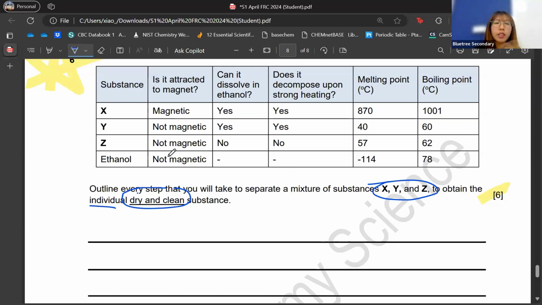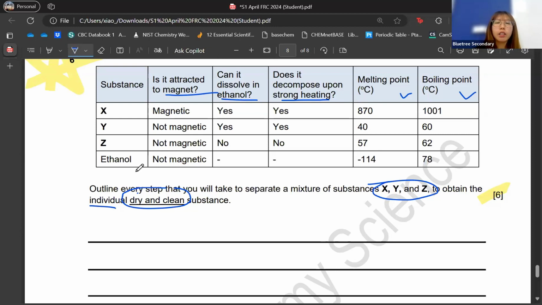Okay, so here is the technique. Let's go on with the question. If you analyze this table, they give you a lot of properties: whether it can be attracted to a magnet, whether it can dissolve in ethanol, whether it decomposes upon strong heating, and melting and boiling point are also given. So students, please take note, not all information given by the question is necessary in your answer. Some of it may be added as extra information, as a distractor.